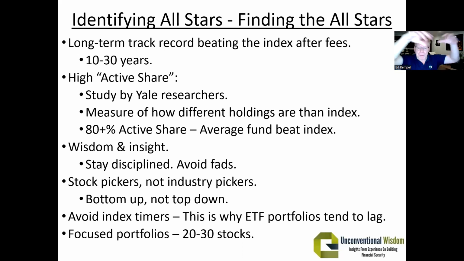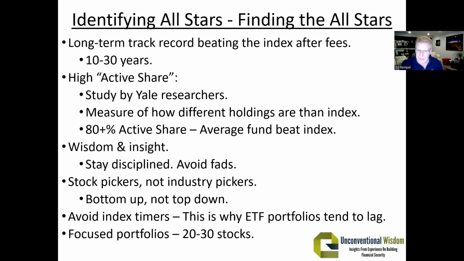So top down would be, you'd start by saying, what countries or what sectors do I want to be in, and then what's the best company in those? And that style generally has noticeably lower returns than the bottom up, where you're just finding a few really good companies, and that determines what your allocation is. So we avoid index timers.